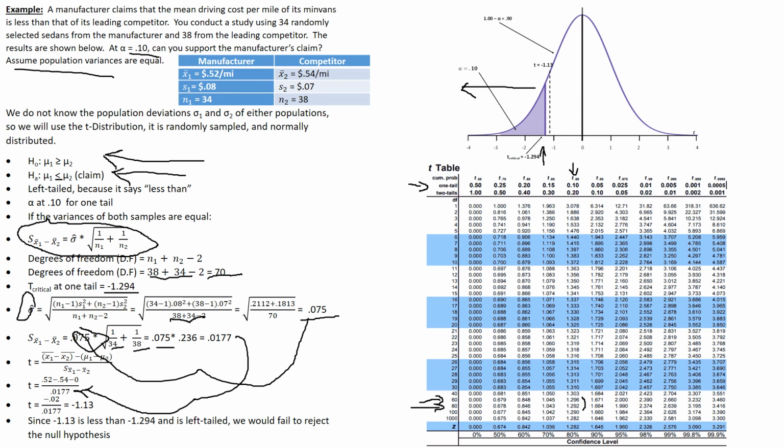Our mu's are equal to 0. And then 0.52 minus 0.54, the difference is negative 0.02. Negative 0.02 divided by 0.0177 is negative 1.13. And negative 1.13 is close, but it is in the fail to reject region. So we would fail to reject the null hypothesis, and it shows there's not a difference between the cost of driving between the two different minivans.